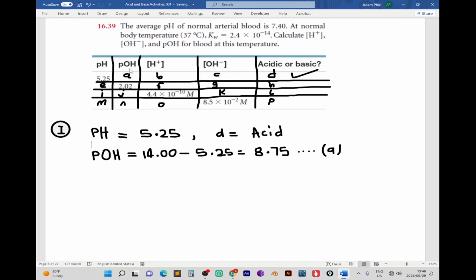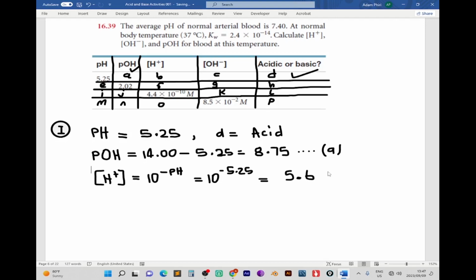So that is 8.75 for pOH, our value A. So A there is filled. Now we need to fill in H, the concentration of hydrogen ion. The hydrogen ion concentration is going to be 10 to the negative pH. So that means it's going to be 10 to the power negative 5.25, since our pH is 5.25. That's how we find concentration given the pH. Doing that, we check the value again.